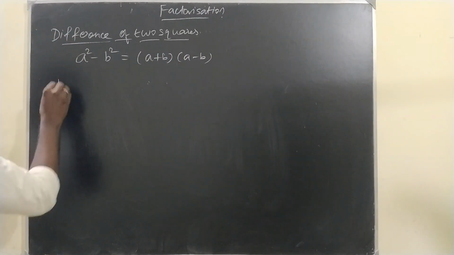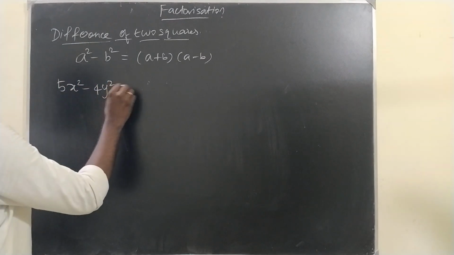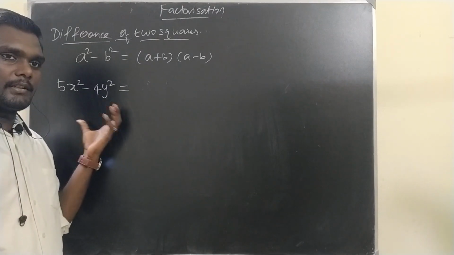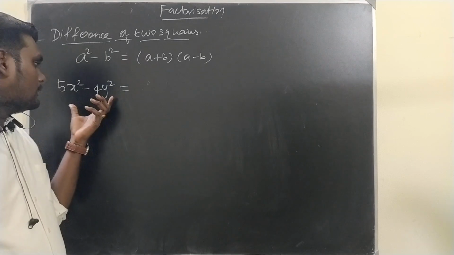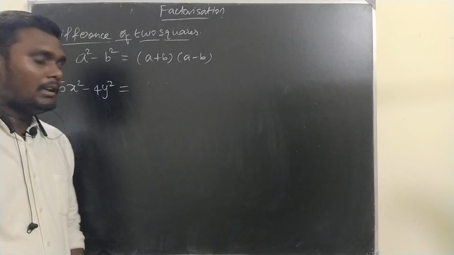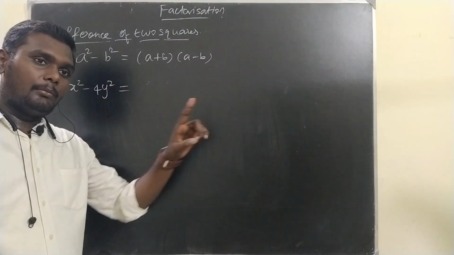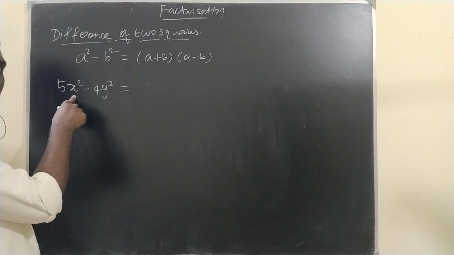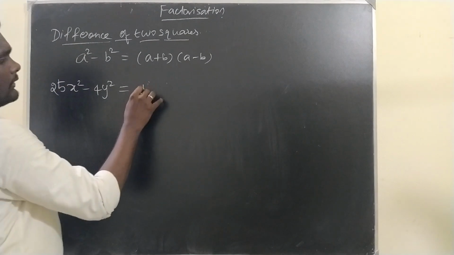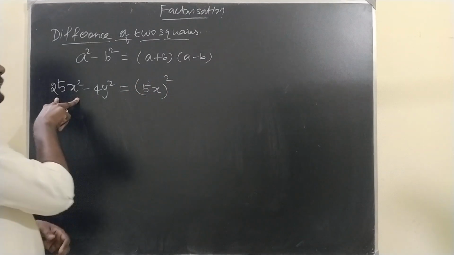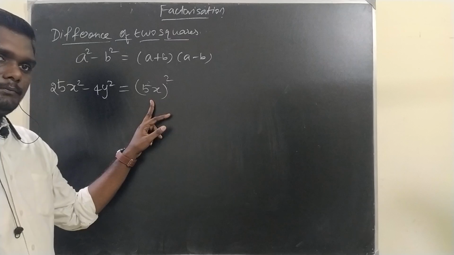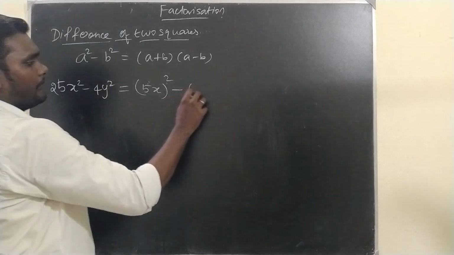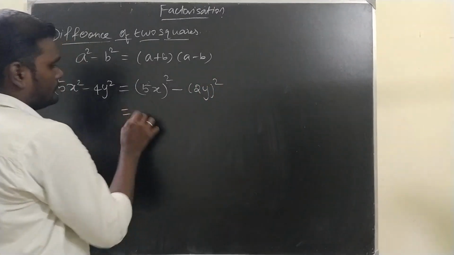For instance, 25x square minus 4y square, like I am telling a polynomial or algebraic expression. This algebraic expression we have to factorize, but when we see this, we should be reminded of the difference of two squares. That means this can be written as a square: 25x square is 5x whole square. Then minus, this can be written as 2y whole square, isn't it?